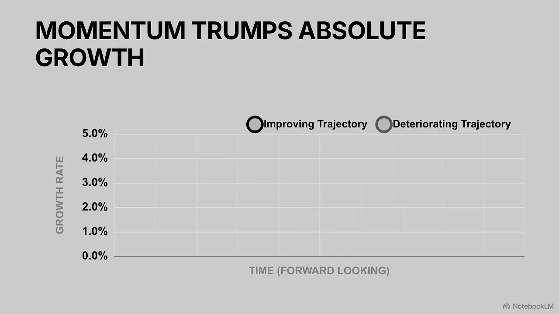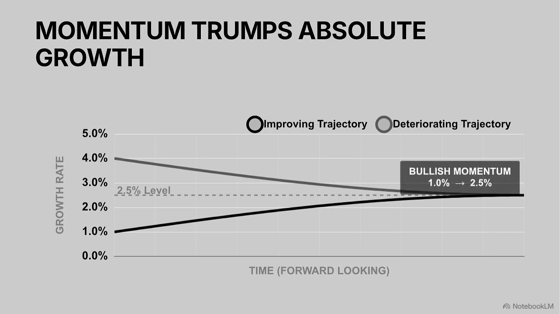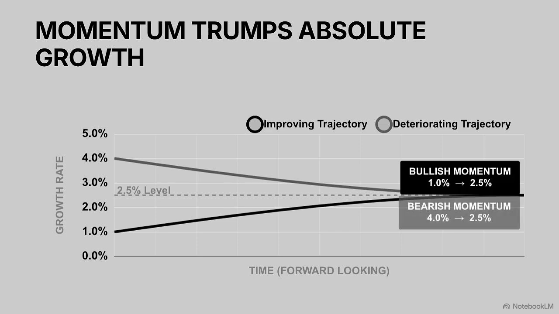This chart shows two economic trajectories. Markets don't care about the absolute height of the growth curve. They care about the slope. 2.5% growth is bullish if improving from 1%, but that exact same 2.5% is bearish if deteriorating from 4%.